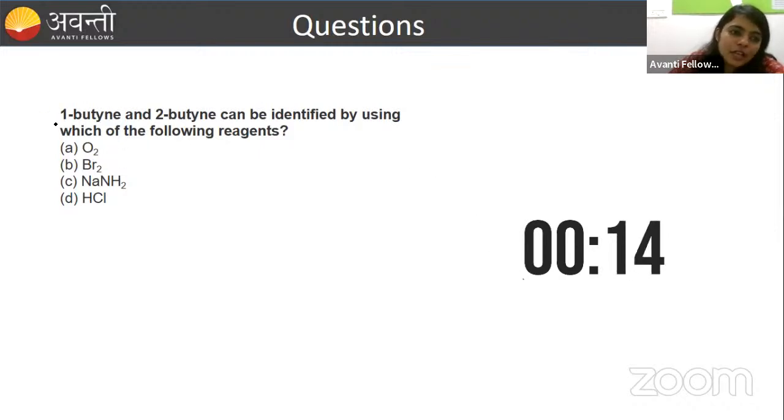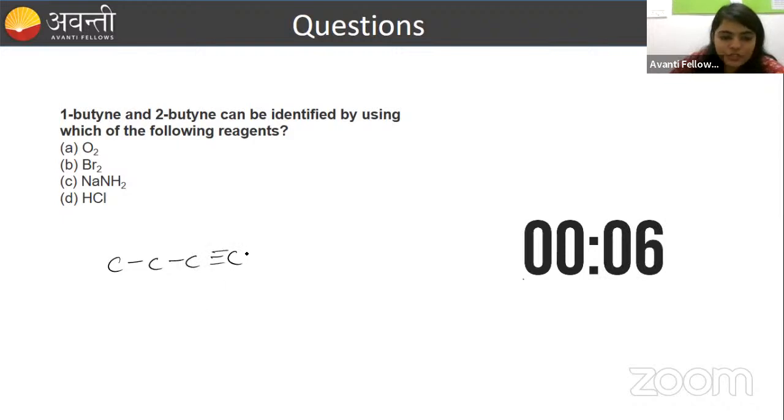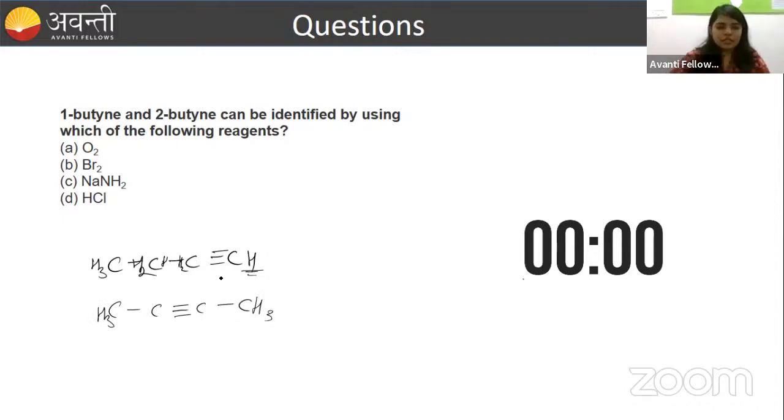Okay, let me do it. 1-butyne means you have to take 4 carbons first, and your triple bond will be at the first position, and you will get hydrogen here. Now 2-butyne means this triple bond is at the second position, and you fill the valencies: CH3, and like this CH3. Okay, so here you can see this can be identified by using NaNH2.